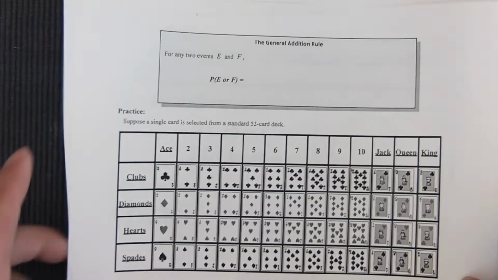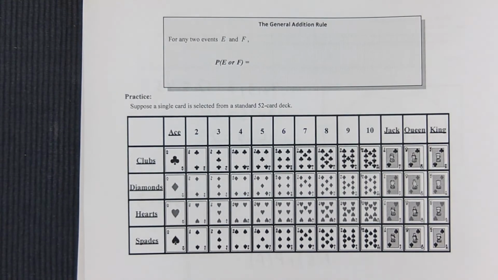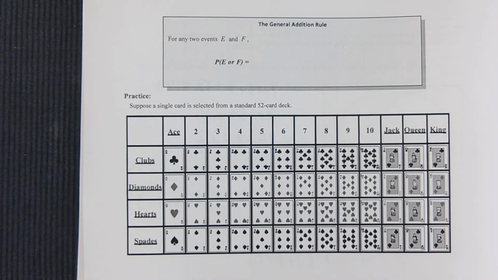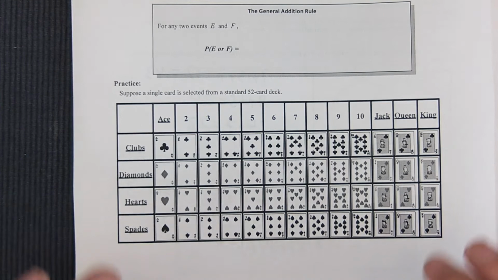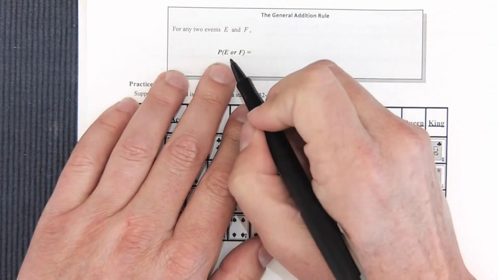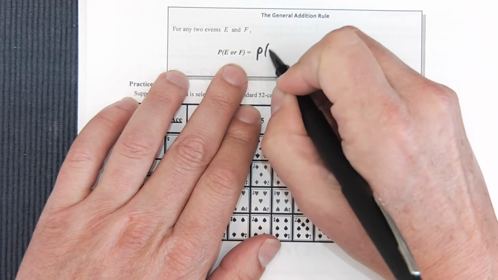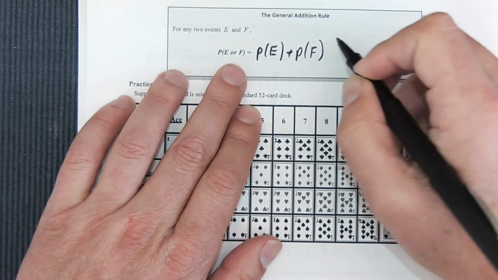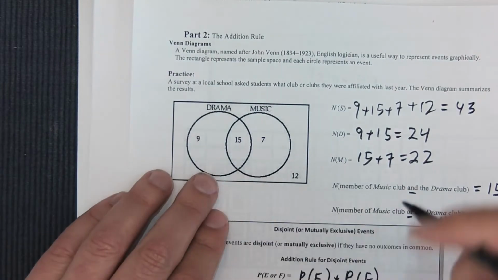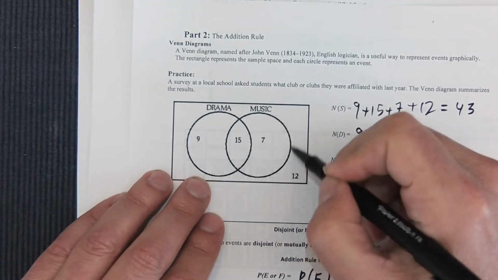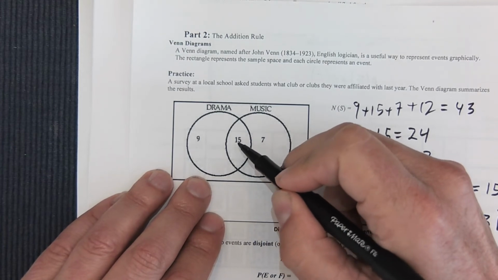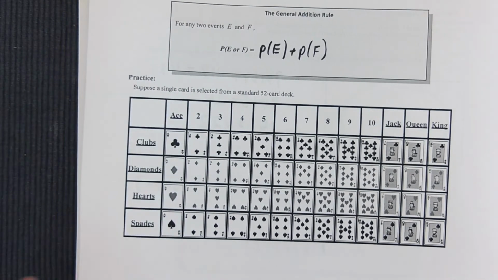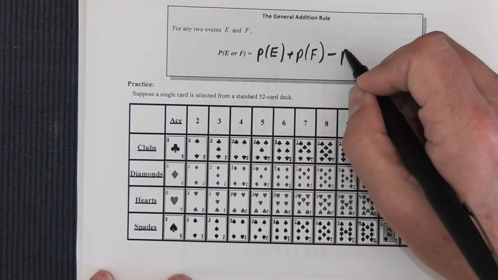When they're not, then we run into a rule called the general addition rule. This says that if we want to know the probability of E or F, that's going to be the probability of E plus the probability of F. But if you remember, when we're here, if I did the probability of drama plus the probability of music, I counted that intersection 2 times. So the rule says we got to subtract off one of those.